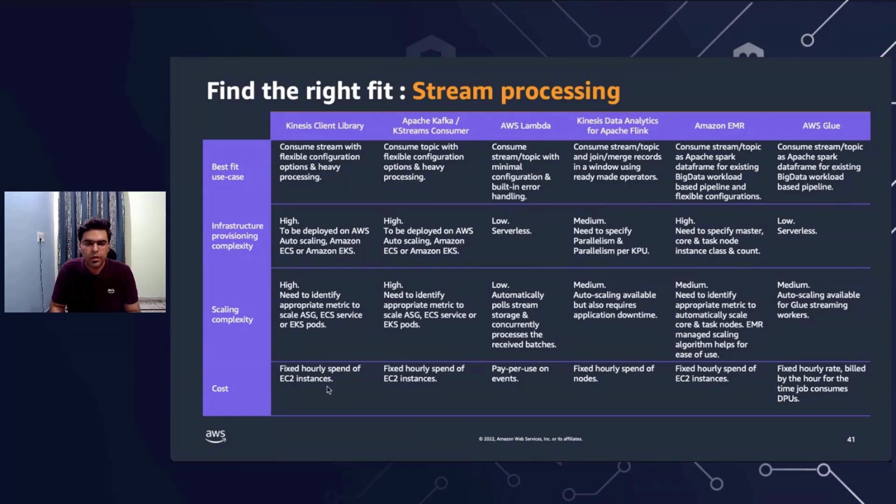Comparing the costs involved, the Kinesis client library will run on certain hosts. It will be an EC2 instance, so there will be a fixed hourly spend for those EC2 instances, irrespective of the data available in the stream. So let's say you have periods of time where there is no data in the stream. Your EC2 will still run, your KCL library, your Kafka APIs will still run. They will still do a get records call or a poll. They will not get a response back. But the EC2 is still running, so you are still paying the hourly cost.